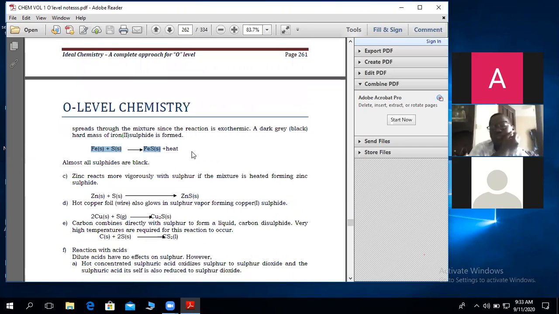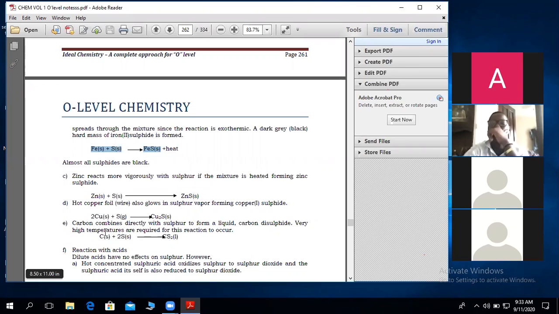So this is heating sulfur with metals. It can be heated with zinc, it forms zinc sulfide. It can be heated with copper, it forms copper 1 sulfide. It can be heated with carbon, it forms carbon disulfide.